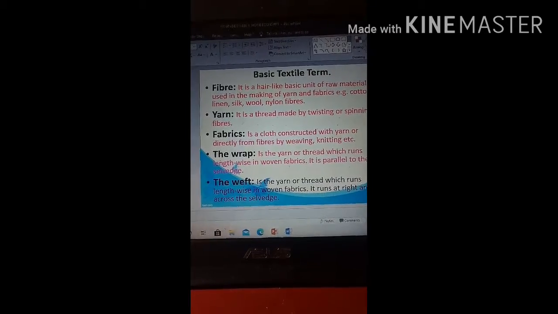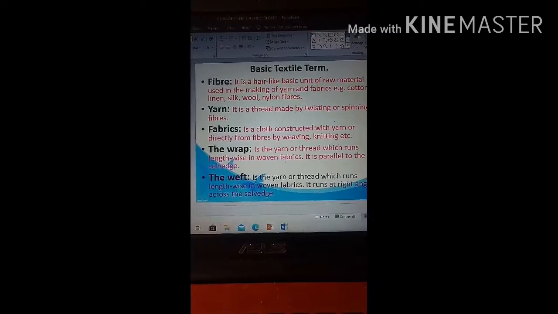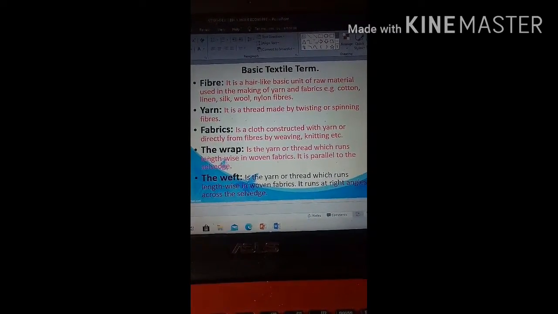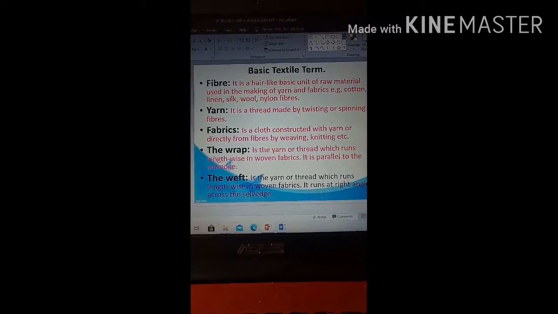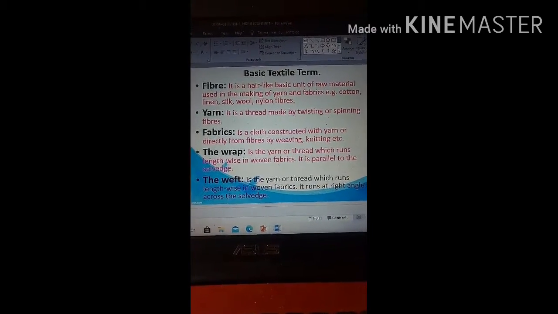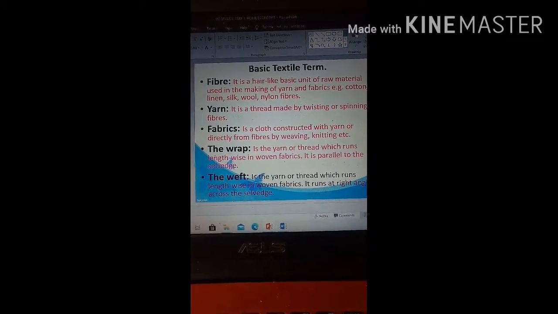Then what is yarn? Yarn is a thread made by twisting or spinning the fiber. Fabric is a cloth constructed with yarn or directly from the fibers by weaving or by knitting.